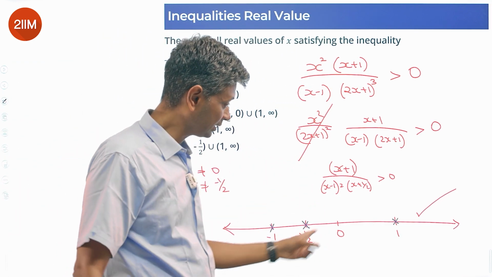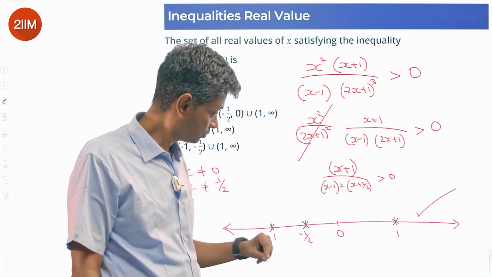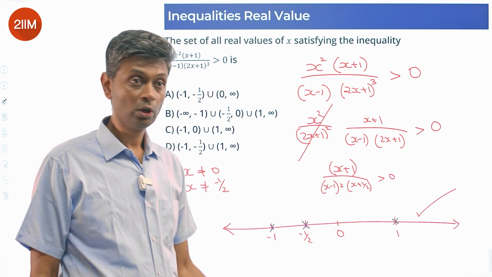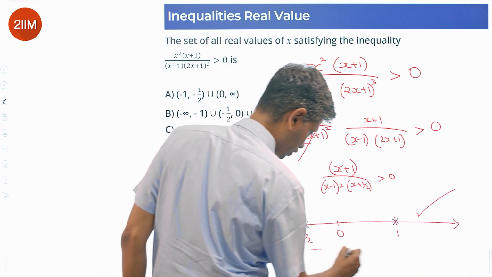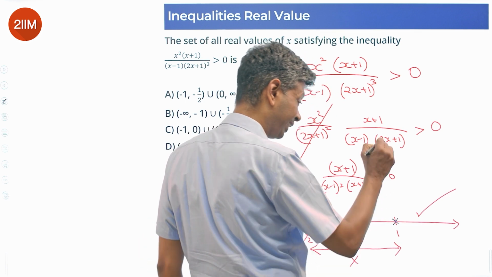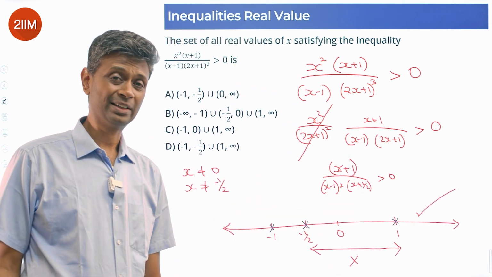When x is between minus half and 1, so x is say 0, this will be positive, x minus 1 will be negative, x plus half will be positive. Positive by negative, that is negative. So in this region, it does not work because it is negative. In this region, minus 1 to minus half, it will work.